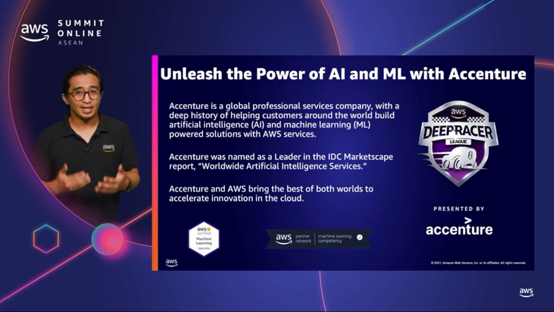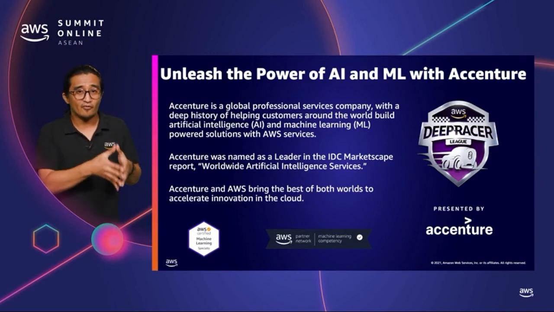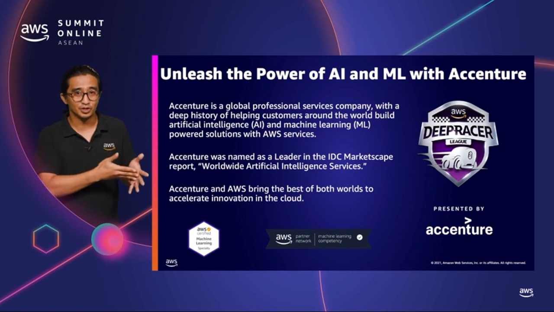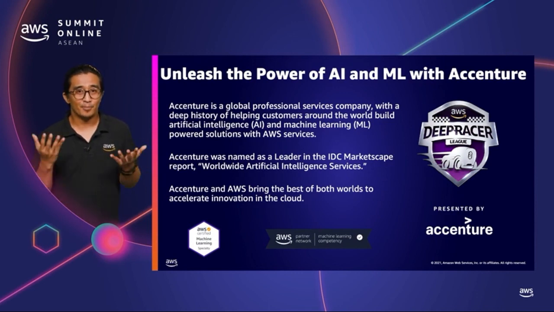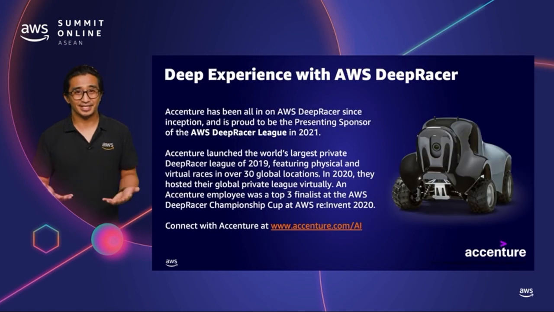Before we end this session, I'd like to share with you a few things about DeepRacer League. Accenture is a global professional services company with a deep history of helping customers around the world build artificial intelligence and machine learning powered solutions with AWS services. Together, Accenture and AWS bring the best of both worlds to accelerate innovation in the cloud. In 2019, Accenture launched the world's largest private DeepRacer League to date. And in 2020, they hosted their global private league virtually. Learn more about AI with Accenture at accenture.com/AI.